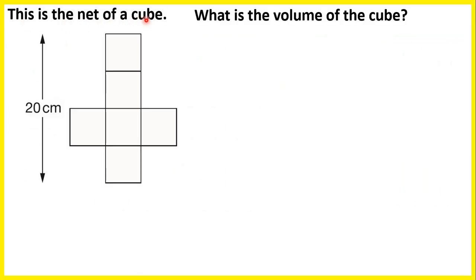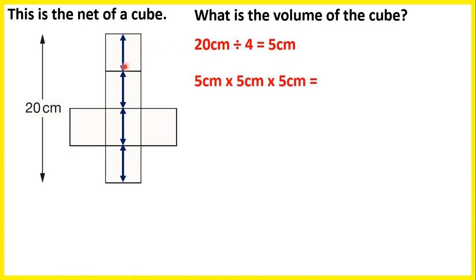This is the net of a cube. What is the volume of the cube? So to find the volume of a cube, we multiply the length of the cube by itself and then by itself again. But how can we work out the length of the cube? Well, we know that the total length is 20, and that's the same as the length of 4 faces. So if 4 faces have a total length of 20, we can find the length of the cube by dividing 20 by 4, and that gives us 5 centimeters.